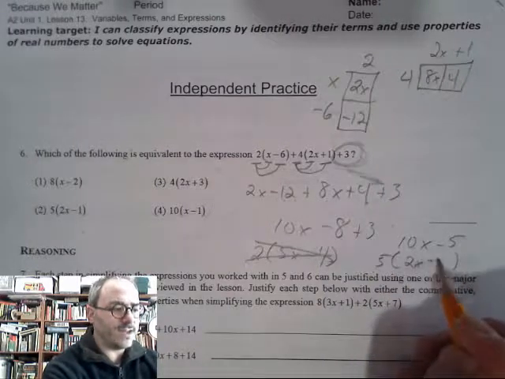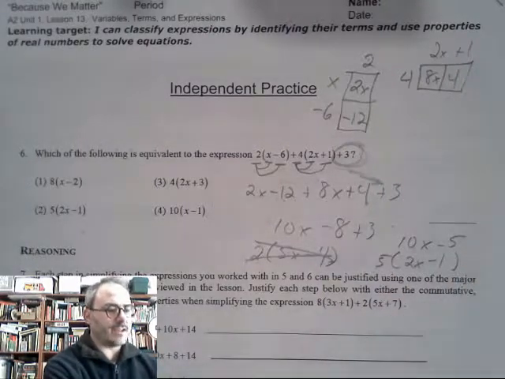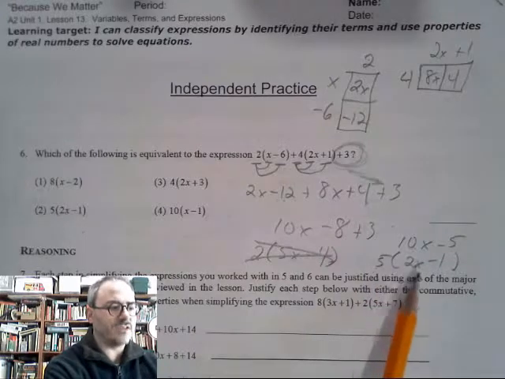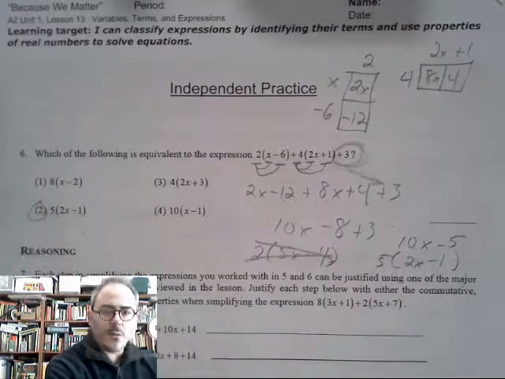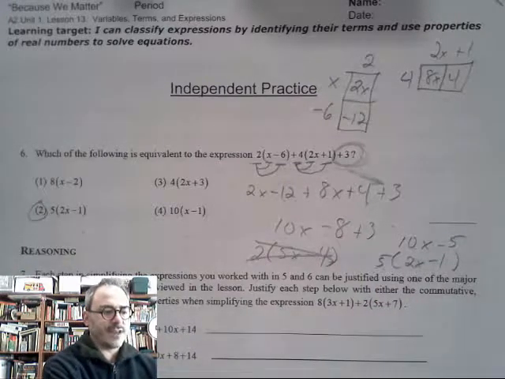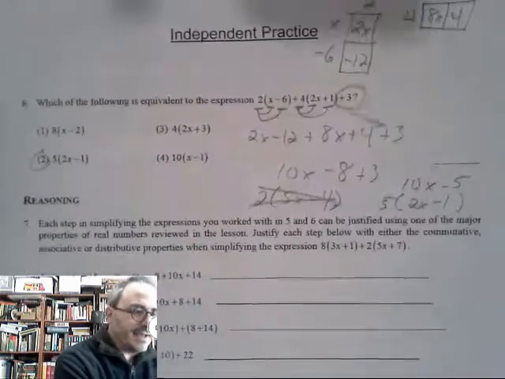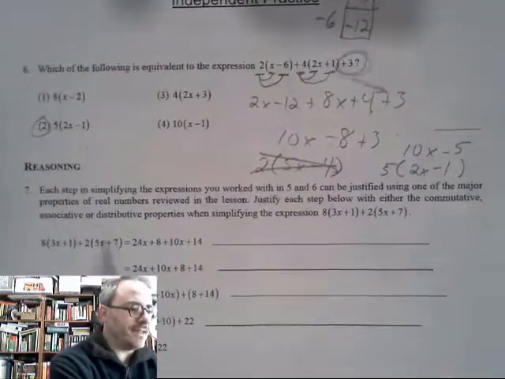Negative 5 divided by 5 is negative 1. Do any of our answers look like this? 5 times 2x minus 1. And yes, one of them does. All right? That's how to do that one.